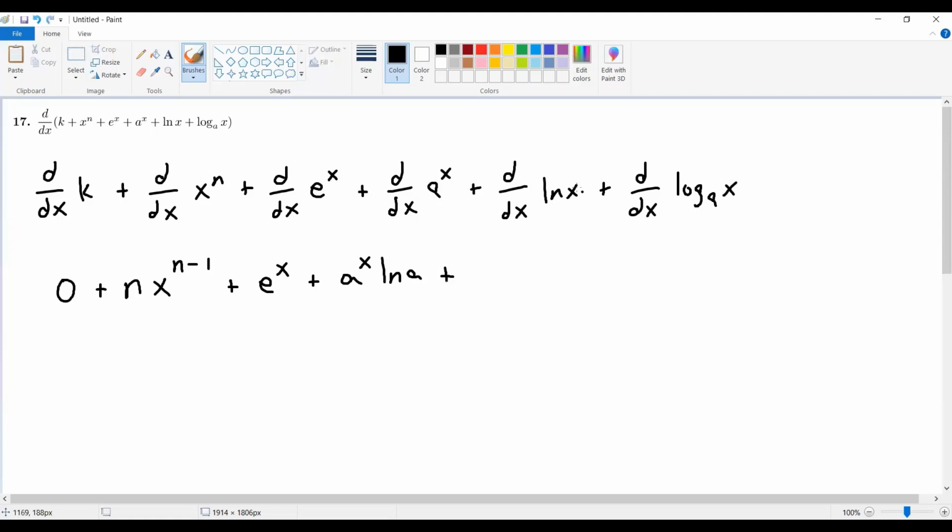Now, the derivative of the natural log of x is a very common and important derivative rule to memorize for AP Calculus and Calculus in general. And it's 1 over x. That gives you the reciprocal there, or the inverse function.